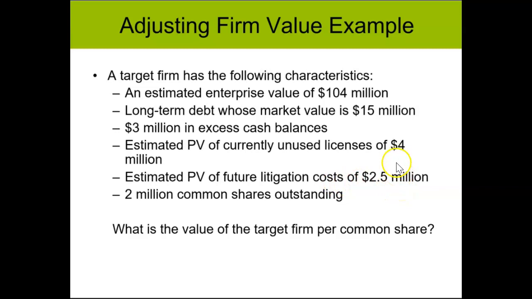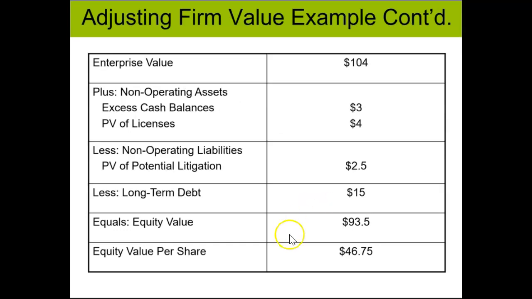So once you deduct these two items, 2.5 million and 15 million, and add 3 million and 4 million, you may get what we call the equity value. To this value, if we divide by 2 million, we will get the firm's target value. So it will be shown in the table as below. So this is how we are going to do. So 93.5 million divided by 2 million will give me equity value per share.